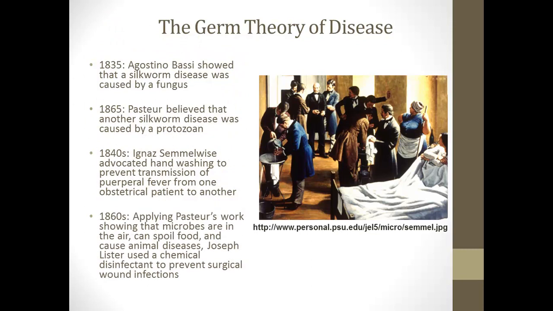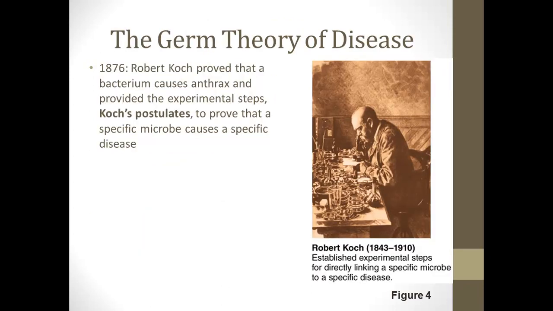In the 1860s, applying Pasteur's work showing that microbes are in the air and can spoil food and cause animal diseases, Joseph Lister used a chemical disinfectant to prevent surgical wound infections. In 1876, Robert Koch proved that a bacterium causes anthrax and provided the experimental steps called Koch's postulates to prove that a specific microbe causes a specific disease.